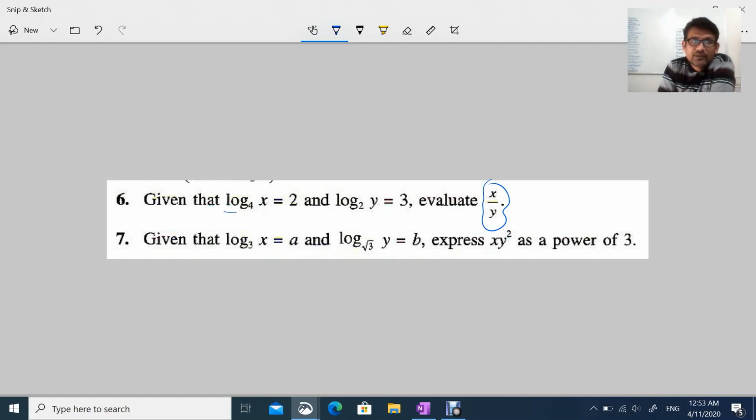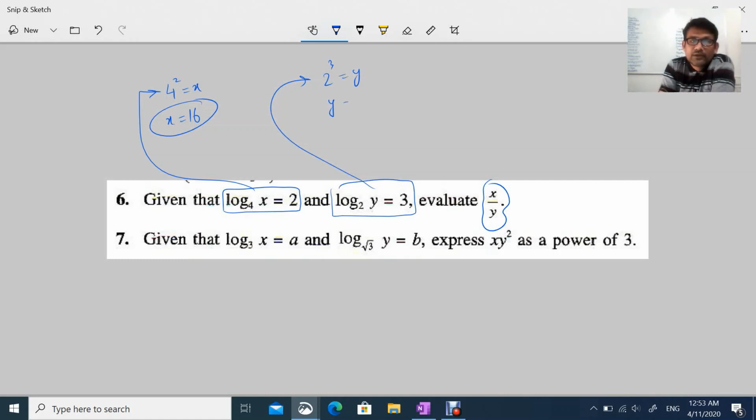So first I will make x the subject from the first part. Okay. What is the index form of this? 4 power 2 is equal to x, 4 power 2 is equal to x, and the value of x is equal to 16. When I use this equation, this will give us 2 power 3 is y, so y equals 8. These two values, I have to use these x and y values in this part. x upon y, x is 16, y is 8, and the final answer is coming, we have done it. Moving to question number 7.